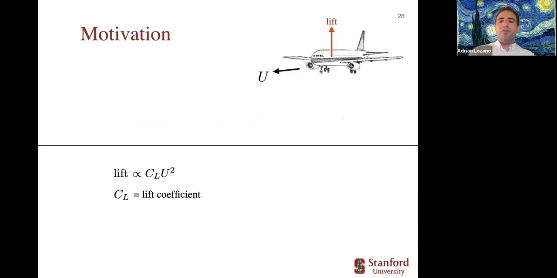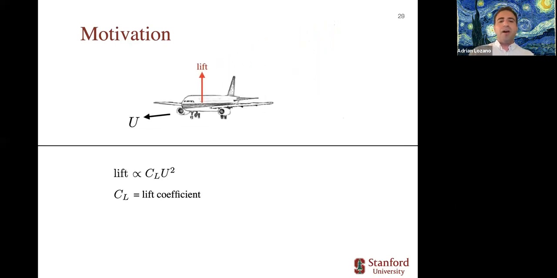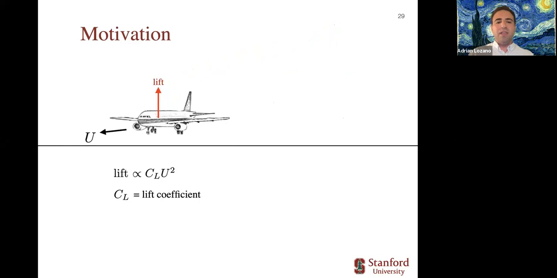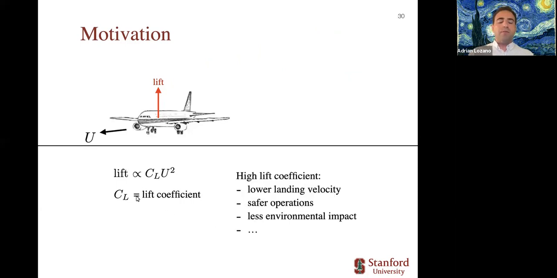So usually when you have an aircraft and it's landing, we know that there is a lift. That's what is keeping the aircraft in the air. And we know that this force, the lift, is proportional to some coefficient, I'm calling here CL, and then the velocity squared. So what we really want when the aircraft is landing is a lift coefficient that is very high. And there are different reasons for that. Like you want to have a lower landing velocity, the runway is going to be shorter, you are going to have safer operations, you are going to have less environmental impact. So that's what ideally we would like to have, and that's why, when the aircraft is landing, you see that the slats and the flaps are opening, and that's exactly what we are trying to do to increase the lift.